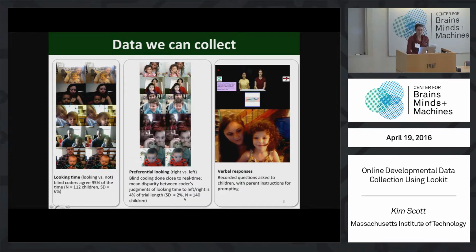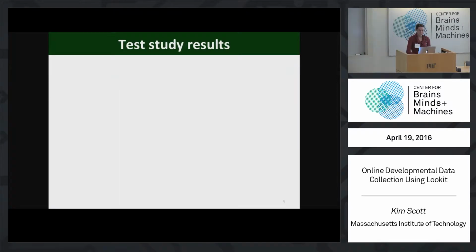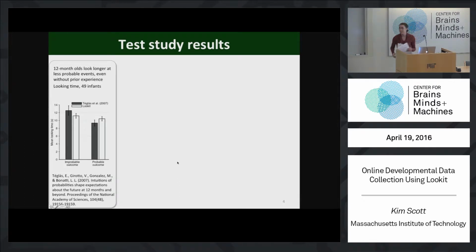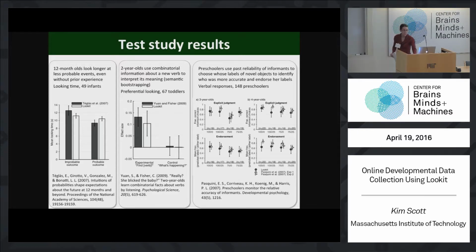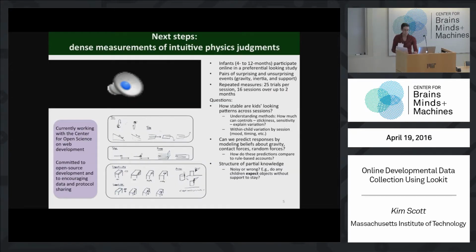So we can do the same sorts of things that we would do in the lab. To get started, we've run some initial test studies just to try out the platform and see what we can do, what will take some more work. We have initial replications of a looking time study with infants that finds a slightly smaller effect in the same direction as the original finding. Preferential looking with 2-year-olds, where we recover an effect of semantic bootstrapping and understanding new verbs, and a verbal response study with preschoolers looking at trust and testimony.